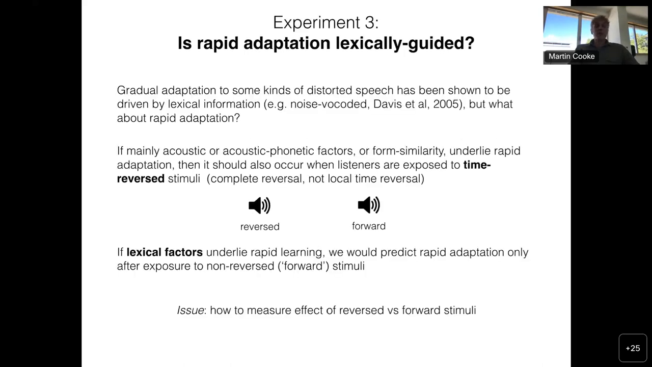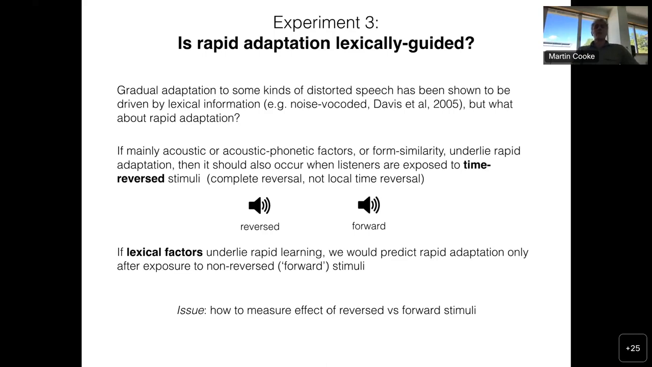Now, the final pair of experiments both involved, I think, a critical question, which is whether or not rapid adaptation requires listeners to understand words. We know, pretty much for sure, that the gradual adaptation to distorted speech is driven by lexical information. That was shown by Davis and colleagues some time ago. But what about the rapid adaptation?